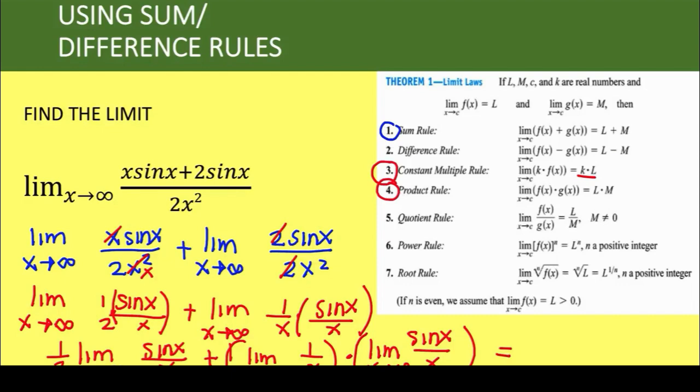And so what we have now here is 1/2 times the limit of sine of x over x. What's the limit of sine of x over x as x approaches infinity? We know this value is 0. So 0 times 1/2 will give us 0. And what is the limit of this? As x becomes bigger and bigger, 1 over x is also approaching 0. So this part here is 0. And we know the value of the limit of sine of x over x as x approaches infinity. That's also 0. So therefore, the limit of this function is 0.